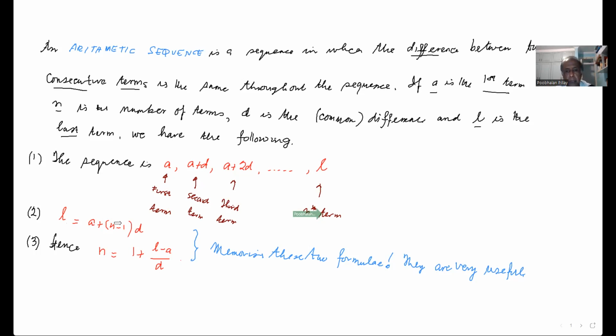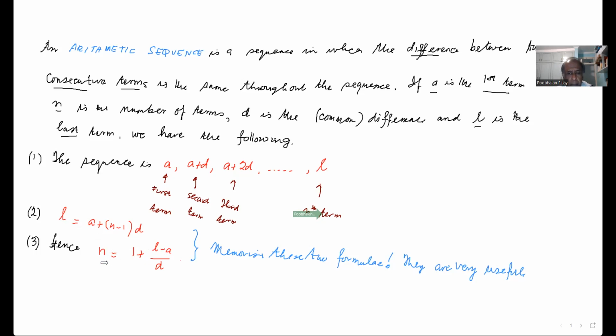Right? Don't go and look at the back of your book for this formula all the time. Remember, the last term is equal to the first term plus the common difference multiplied by n minus 1, where n is the number of terms. Now, from here, you can actually solve for n, and you get this here. It's very easy to see because if you take A to the other side, L minus A equals n minus 1 times D. So L minus A over D is n minus 1. Therefore, n is equal to 1 plus L minus A over D.